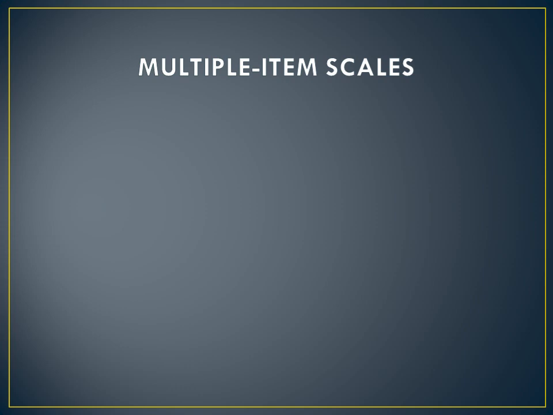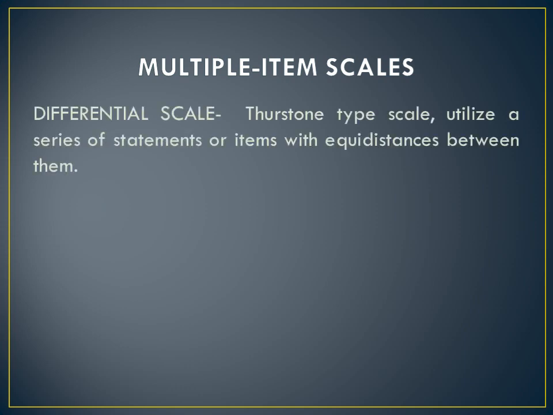Multiple item scales can be categorized as differential, summated, and cumulative. First, let's discuss the differential scale. It is a Thurstone type scale, which utilizes a series of statements or items with equal distances between them. Here are the examples.